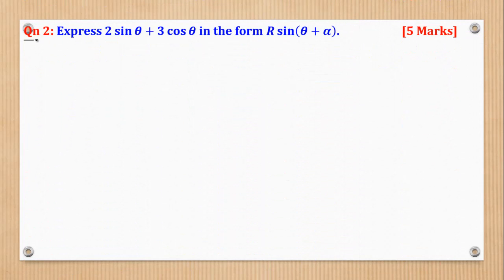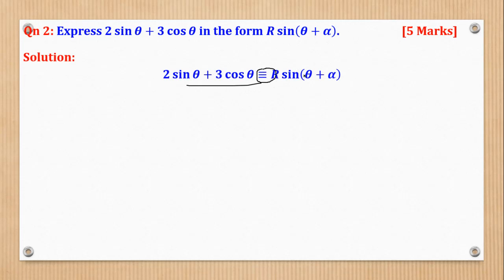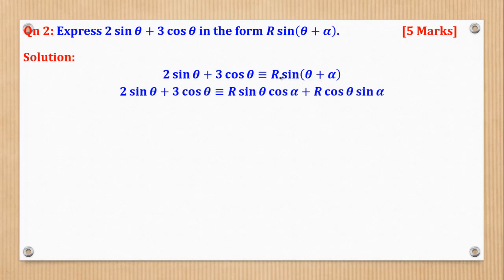So now we shall go to question 2. Question 2 says, express this in the form of this. This came from trigonometry under the section of R formula. The first step was to make this equivalent to this. I think you see the sign, it is equivalent. Then you expand this using compound angle identities.